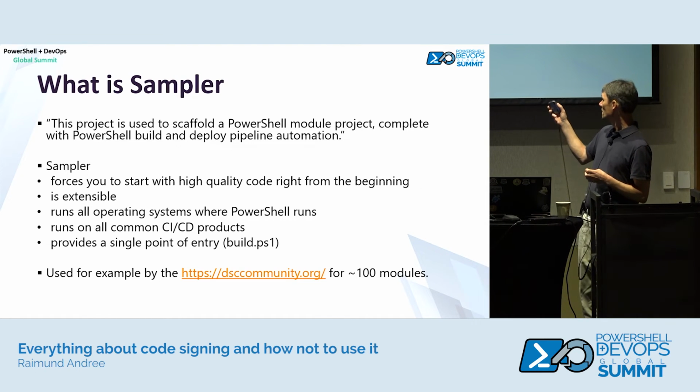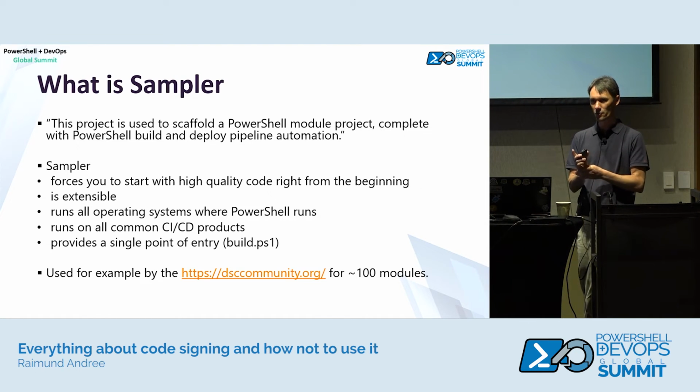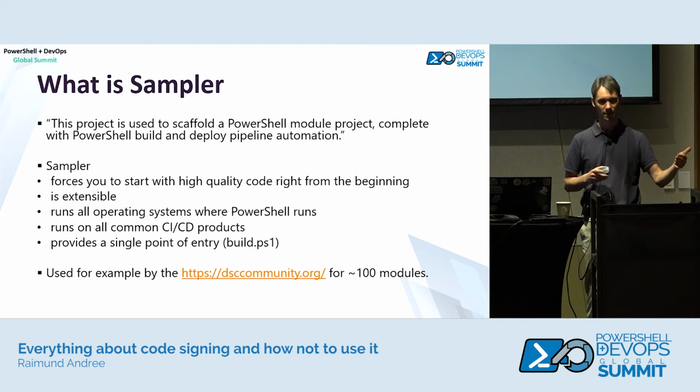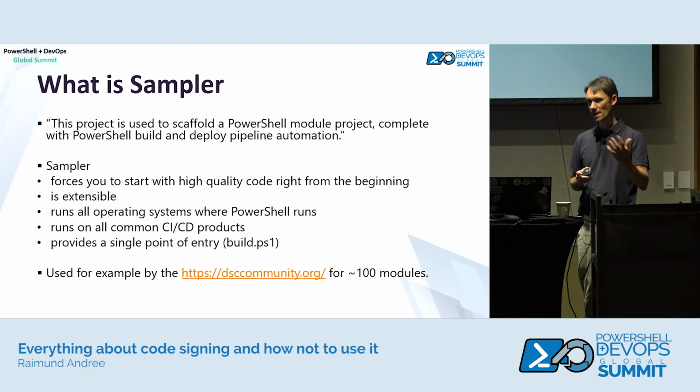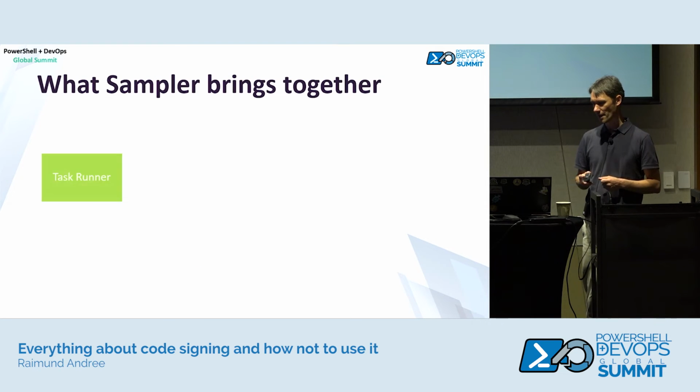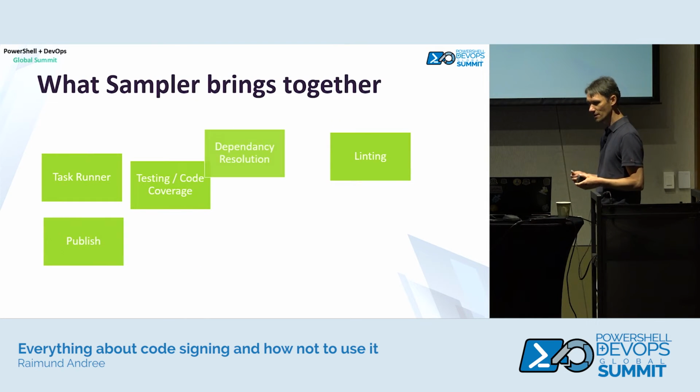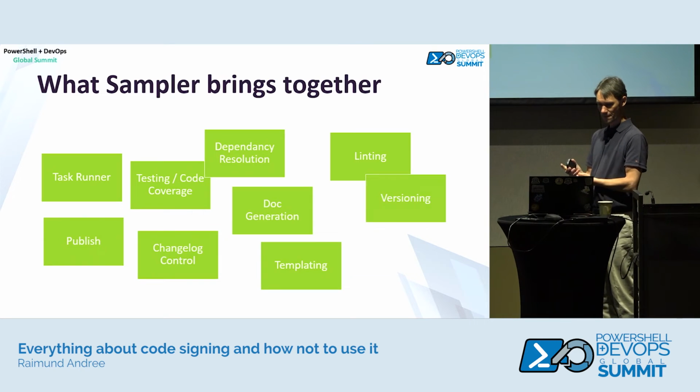And why am I convinced that this is one of the best solutions? Because the DSC community has managed to handle about 100 modules with the Sampler template, right? So we have standardized about 100 modules to give them the same pattern for build, release, and test. We don't do code signing in the PowerShell community, but this is a very easy thing to add. Okay, so these are the main features that Sampler comes with.